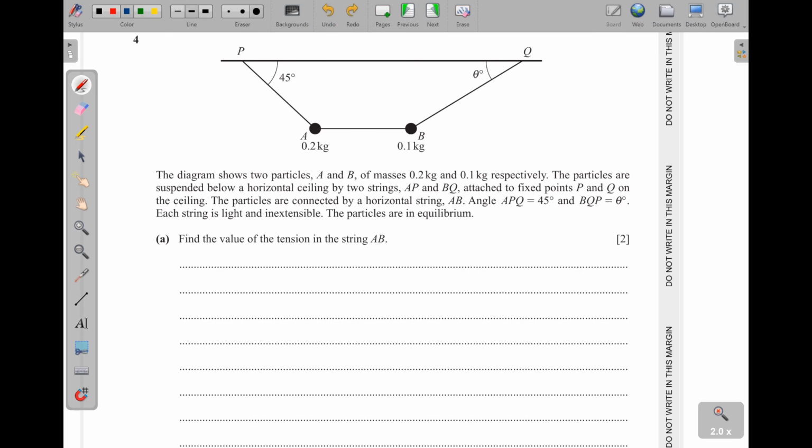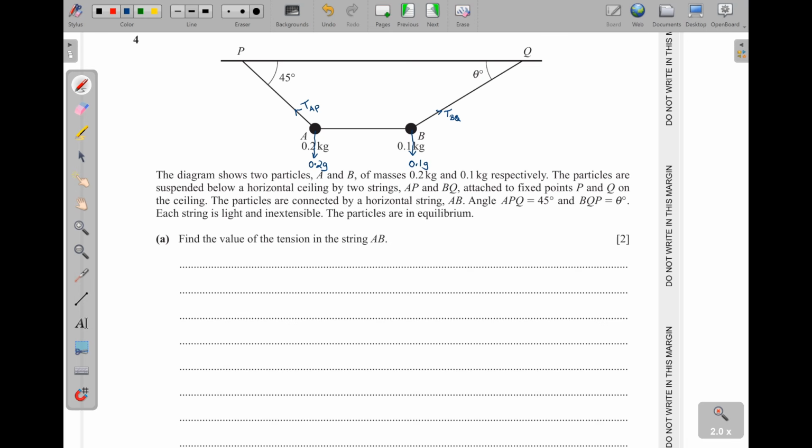Find the value of the tension in the string. Since this one is a string, we are going to have tension, which is generated there. So I can say this is the tension in the string AP, and also here I can have the tension in the string BQ. Then each of these particles has weight acting directly downwards. So that is 0.1 g. You know weight is mg. Then this is 0.2 g.